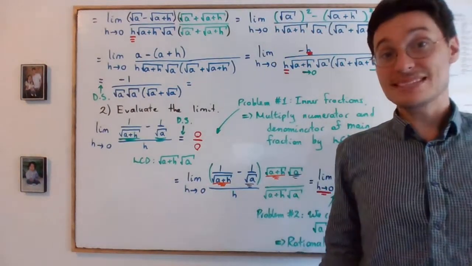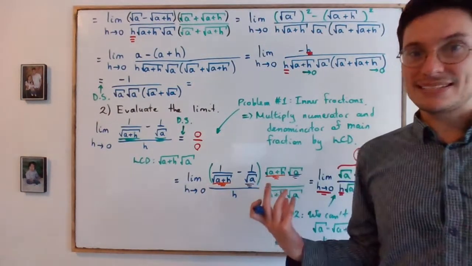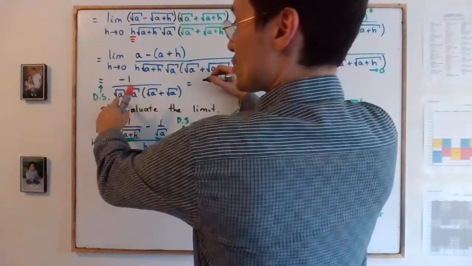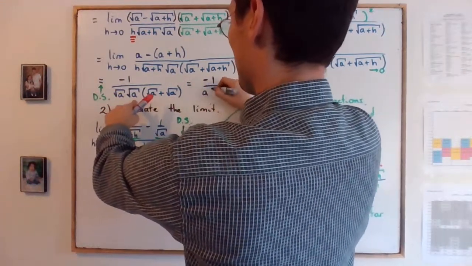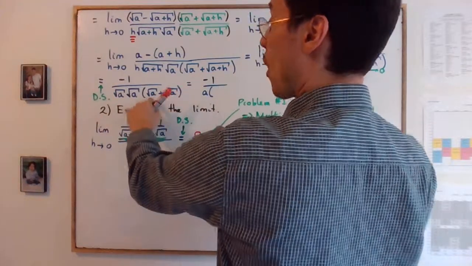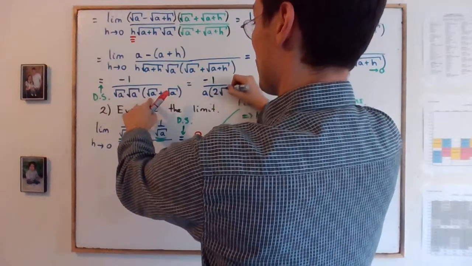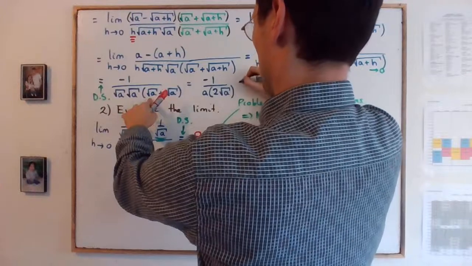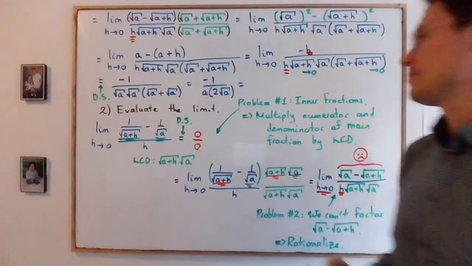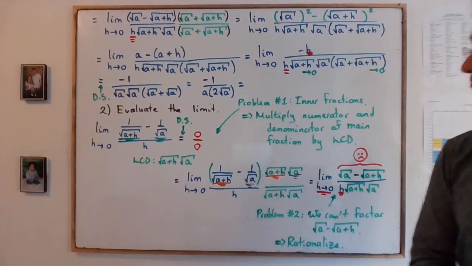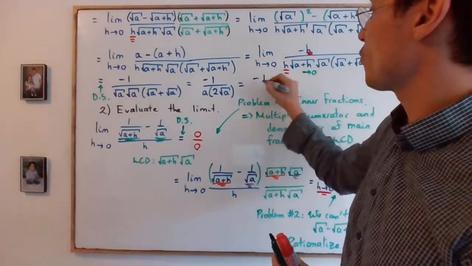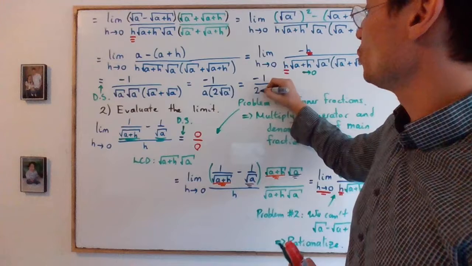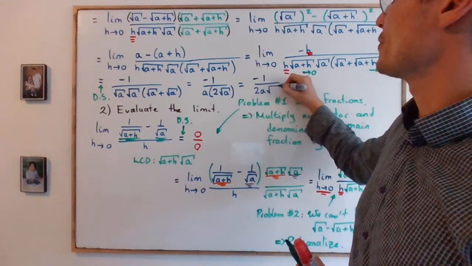And your job is simply to simplify this at this point, because look, square root of a times square root of a gives you a. And then you have twice the square root of a here. So it means that the final answer is negative 1 over 2a square root of a.